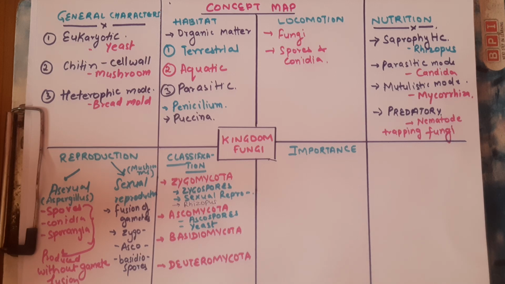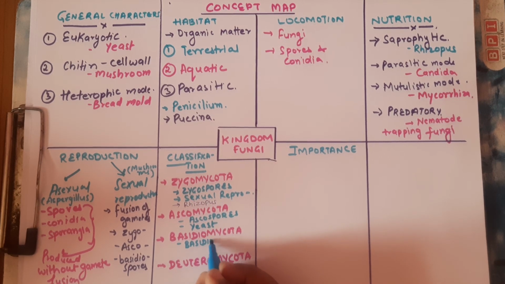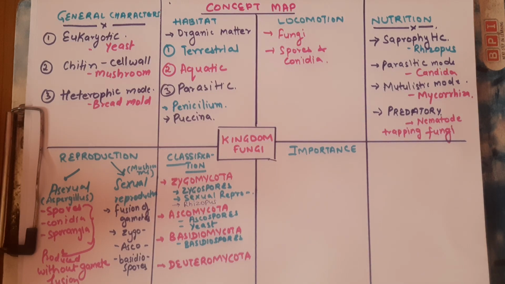If we are talking about the Basidiomycota, they will produce basidiospores on a club-like structure known as basidia, and this is obviously the sexual reproduction mode. So this is also a sexually reproducing fungus, and the example is the mushroom.